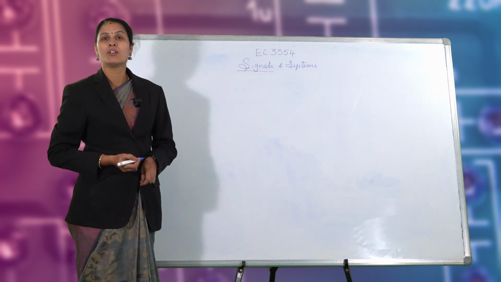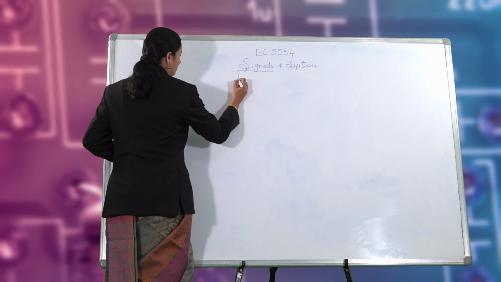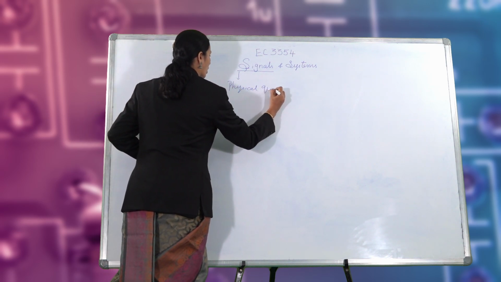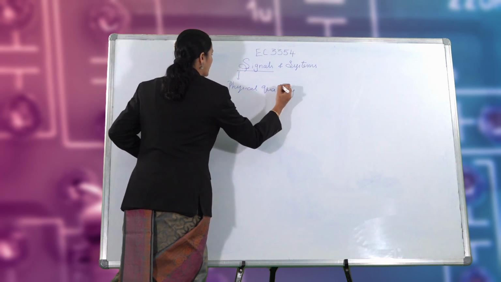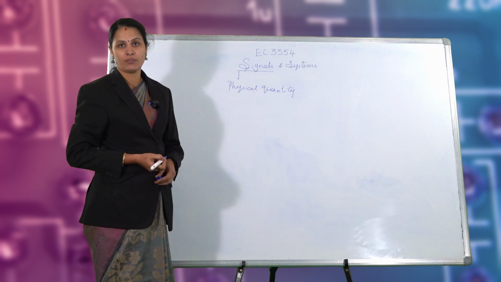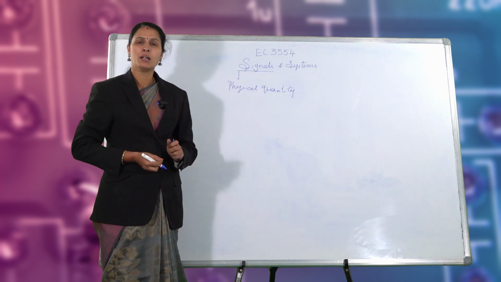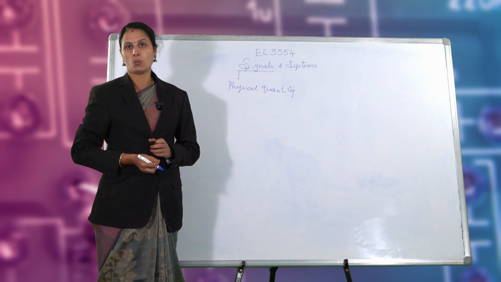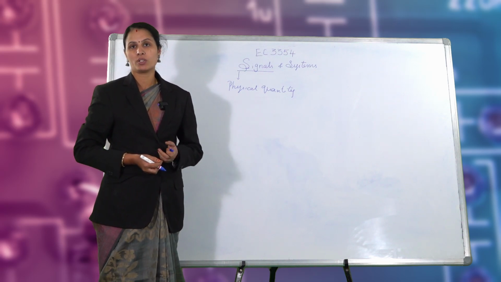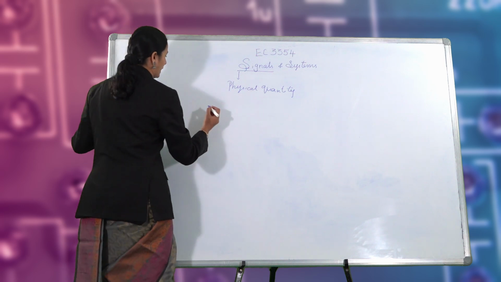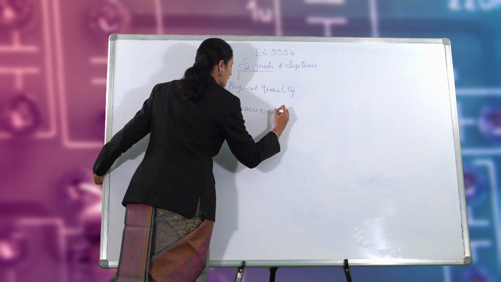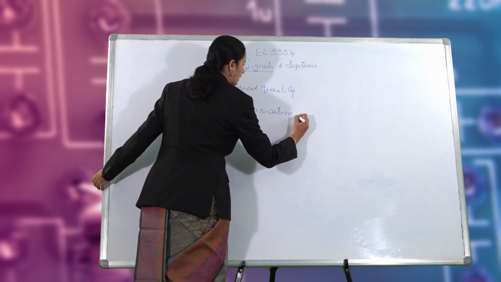A signal is a physical quantity that varies with respect to time, space or any other independent variable. We can represent the signal in many ways. For example, if you are representing the signal in terms of communication, it's the carrier of data. In communication, we call signal as carrier of data.